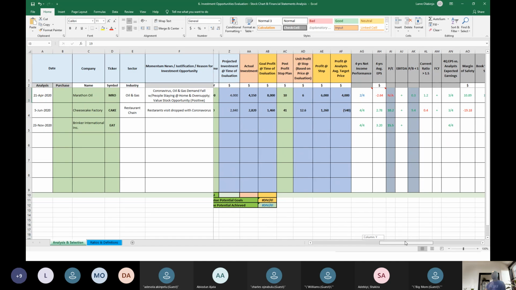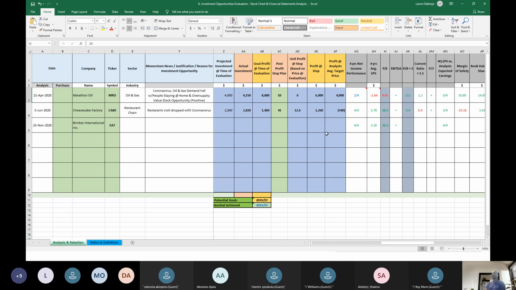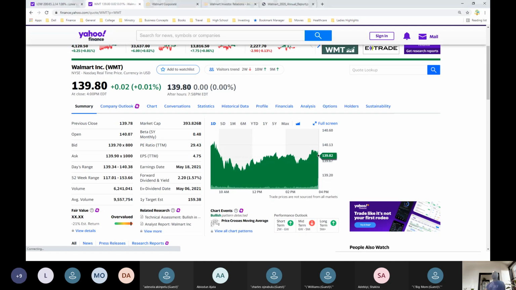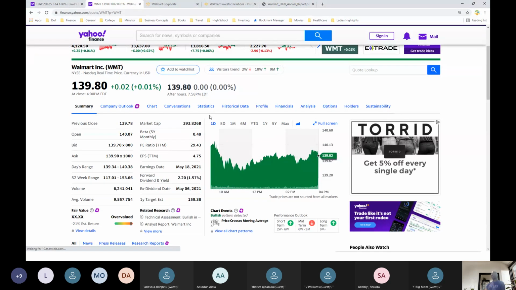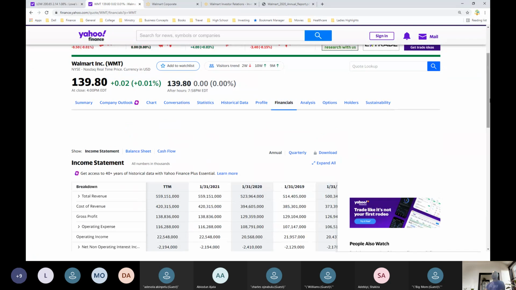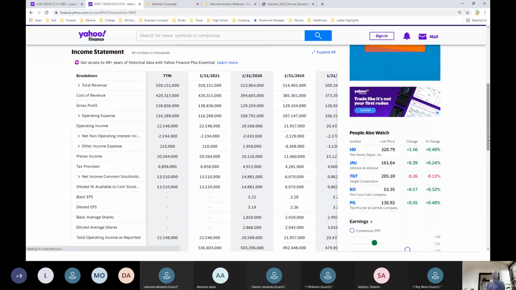So one of the things that you will need to start putting on this sheet is, again, the next set of assignments will build on each other. What is the 4-year net income performance of the company that you're evaluating? Where do I get that from? You go back to Yahoo, in this case, or you go to the annual report of the company. You can look at the net income performance here. Look at how they did from a net income point of view. They made money over the last 4 years.